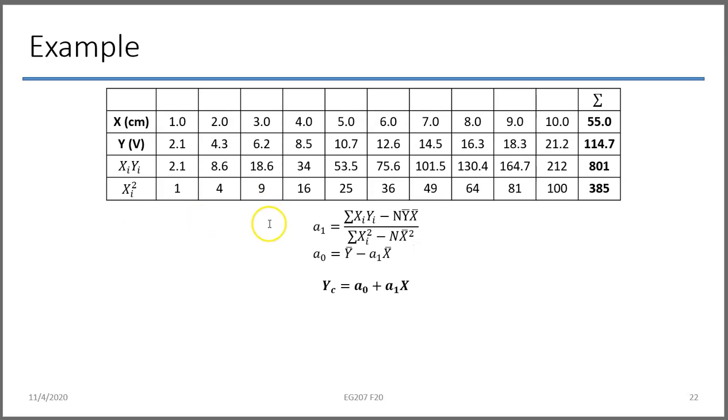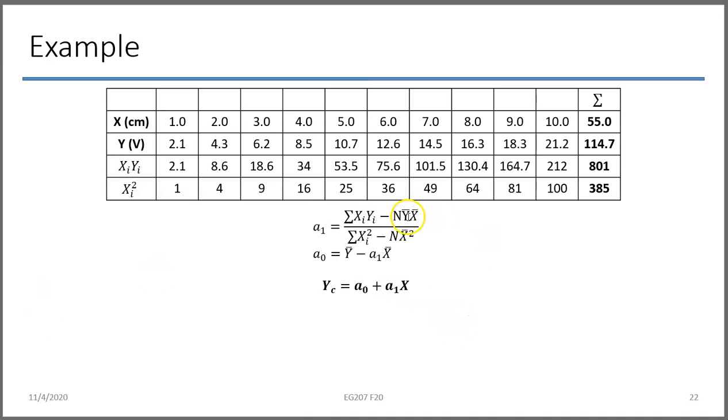And so then when I populate that, I get this row of data down here. And then in this column, I'm taking the sum of each of the rows to the left. So here I'm summing up all my x values, summing up all my y values, summing up all my xi times yi values, and summing up all of my xi squared values. And so this 801 and this 385 are going to be what go into this term here and this term here respectively.